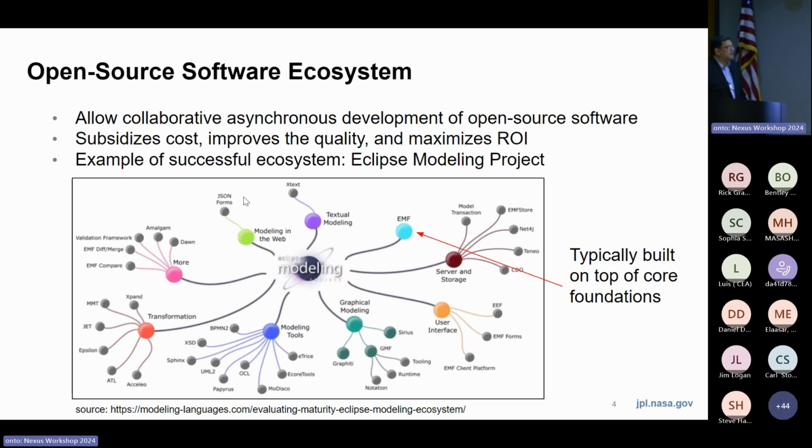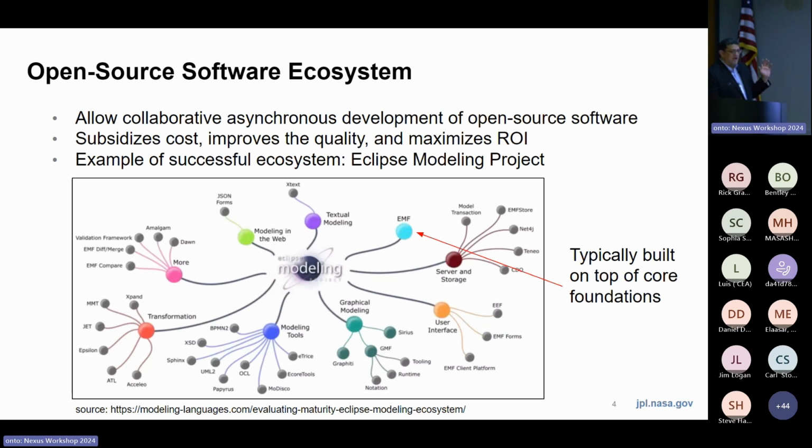So the idea of an open source software ecosystem is not a new thing. It has been around for some time. And in fact, I want to use an example of an already established ecosystem on Eclipse. It's called the Eclipse Modeling Framework. This framework has been there for now over 20 years. It's very mature, and it has attracted a lot of members, a lot of technology and engineering teams building on top of each other's work.